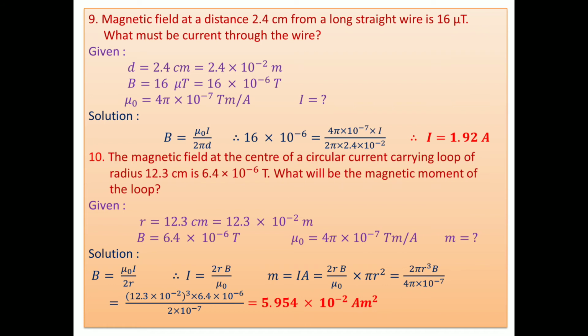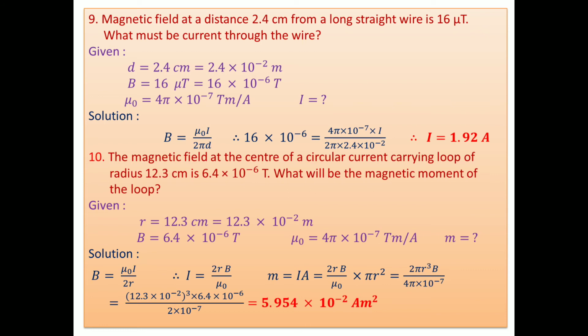Now B equal to what? Mu naught I upon 2 pi d. B is 16 into 10 raised to minus 6, mu naught is 4 pi into 10 raised to minus 7, d is 2 pi into 2.4 into 10 raised to minus 2. And after calculation, we get I equal to 1.92 ampere.